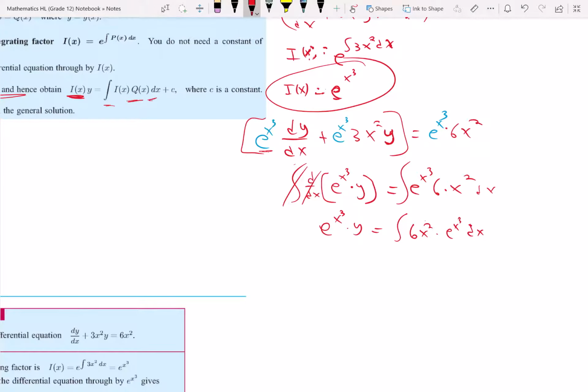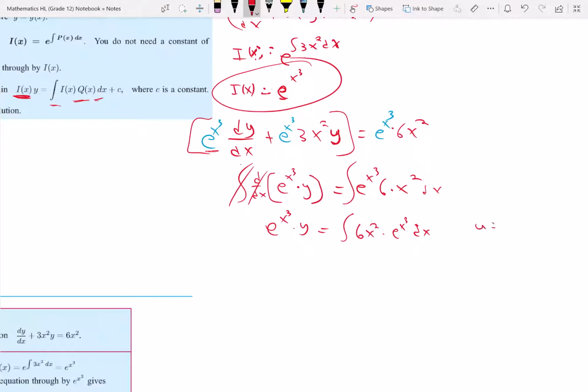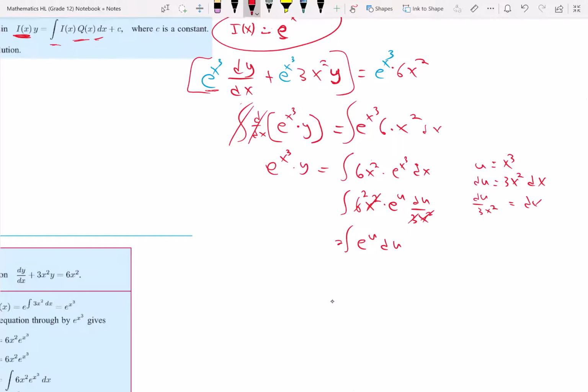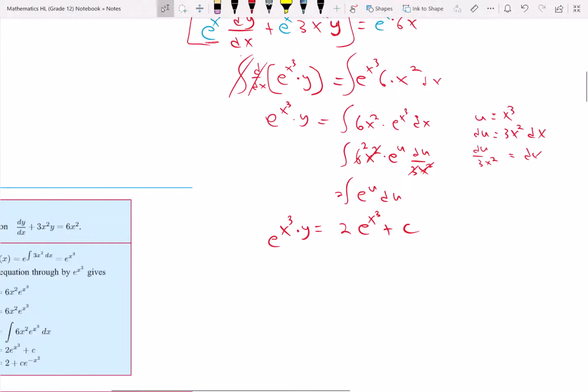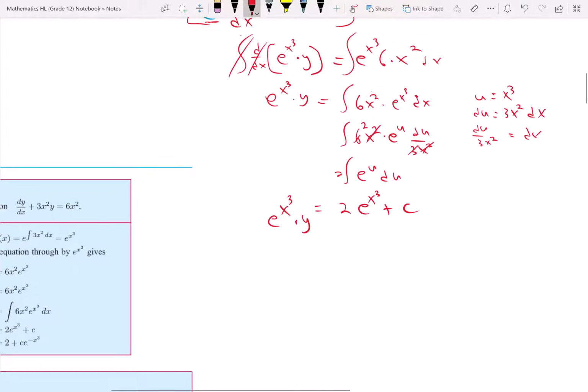If we integrate this side, maybe you can see, maybe we need to use a u substitution, or you can just see it. But if u is x to the third, then du is 3x squared dx, and dx is du over 3x squared. Therefore, this would turn into 6x squared times e to the u, and dx is du over 3x squared. So these x squareds cancel, the 3 cancels a little bit, and you're left with 2 e to the u du. The integral of e to the u is just e to the u, so you end up with 2 e to the u, which I'm going to replace u with x to the third, plus c. And so we have e to the x to the third times y equals 2 e to the x to the third plus c.